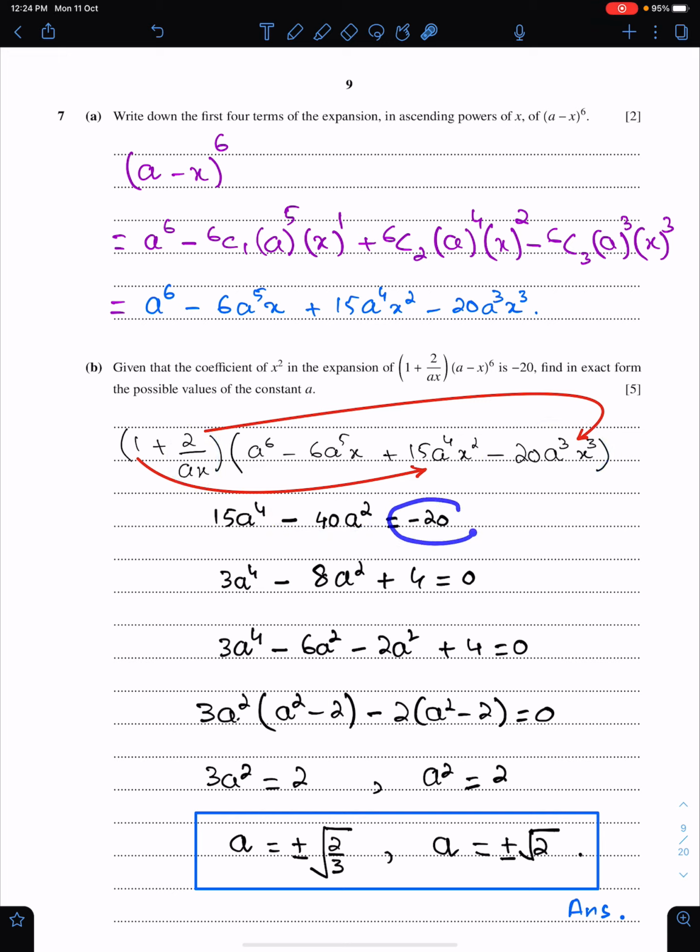And coefficient of x square is minus 20. Now we just need to solve this equation. So first bring this on left side and take 5 common. Now we have to break the middle term. So by breaking the middle term of this equation, we have got this equation. By taking 3a square common from these two, we will get this, and minus 2 from these two will get this. So the values of a are plus minus under root 2 upon 3 and plus minus root 2. You have to show this working, breaking the middle term.